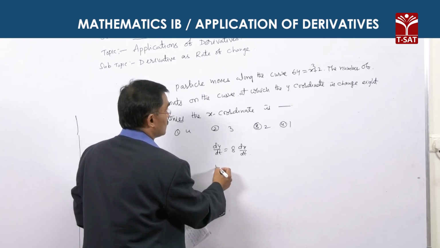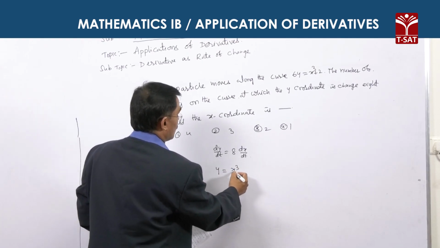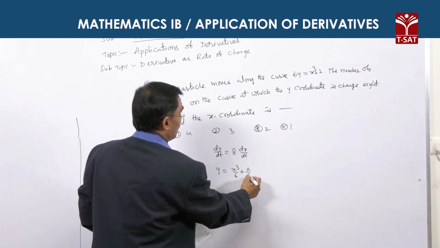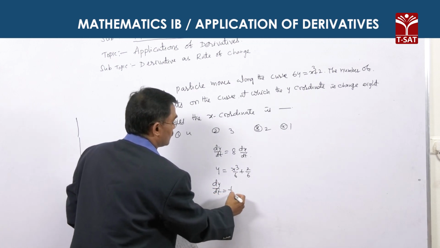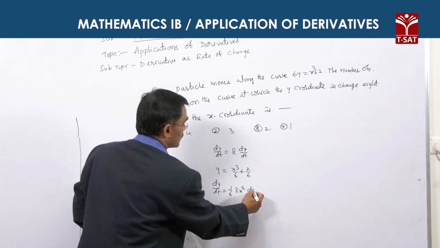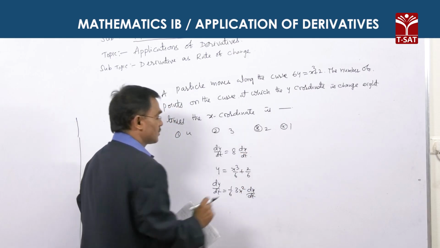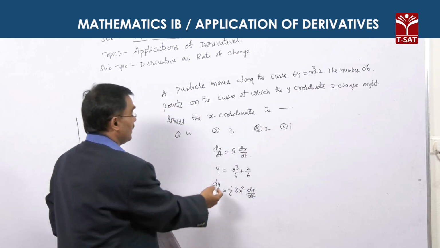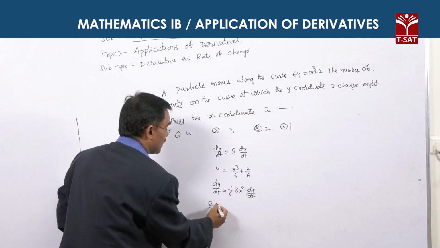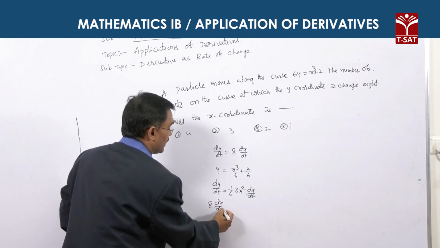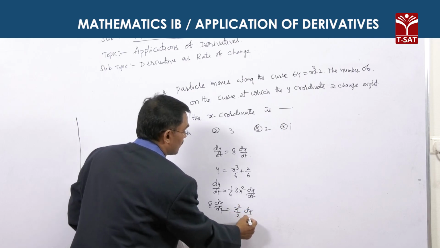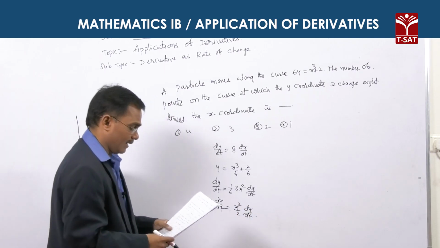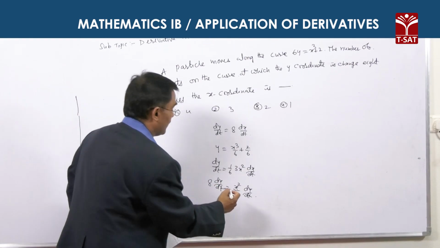What is the curve equation? y is equal to x cube by 6 plus 2 by 6. Differentiate: dy by dt is equal to 1 by 6 into 3x square dx by dt, plus the constant, whose derivative is 0. What is dy by dt? 8 times the change of the x coordinate, dx by dt, is equal to x square by 2 into dx by dt. Simplify this.